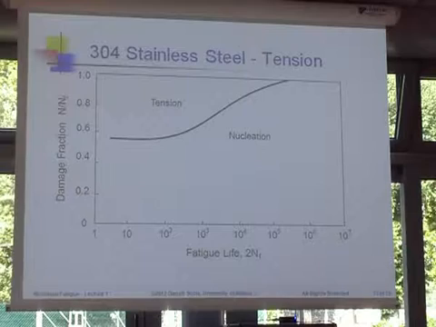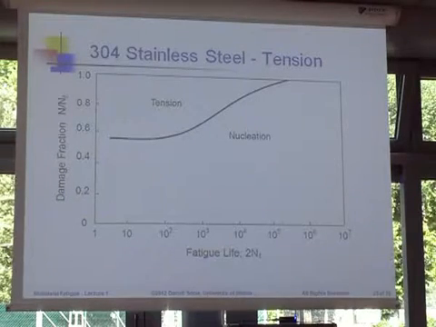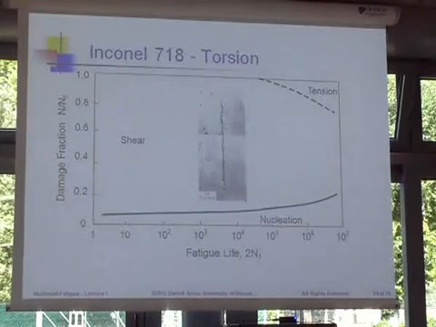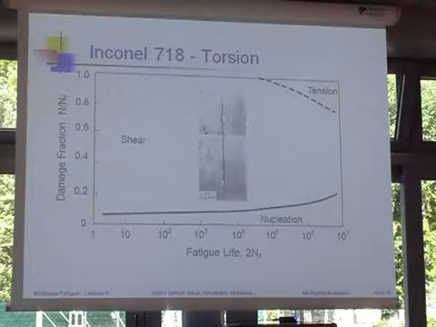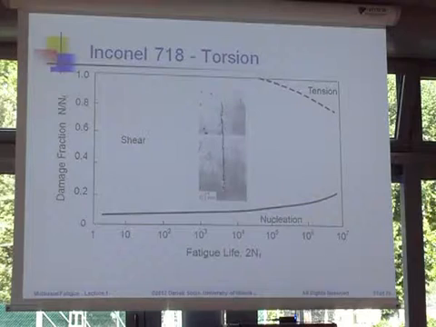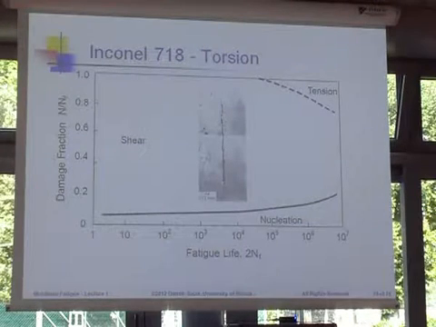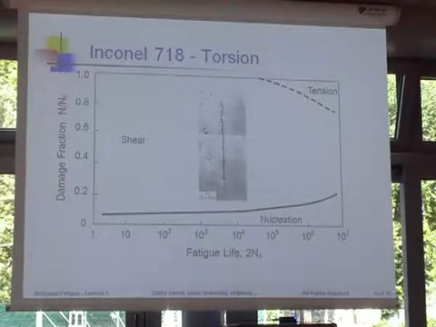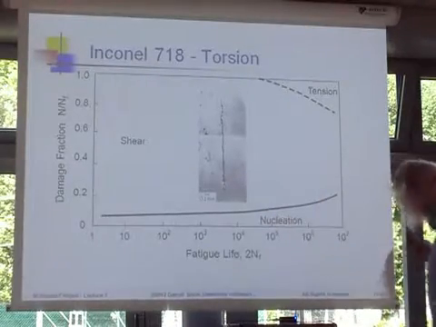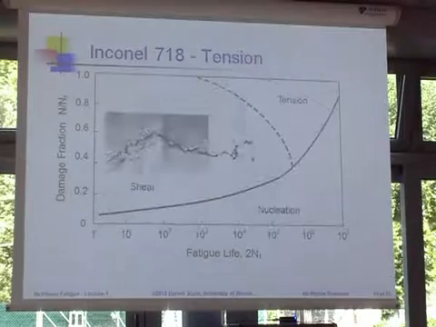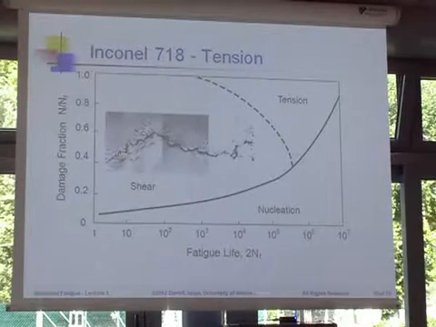Not much happens in tension. It's hard to nucleate them at anything in tension, and then they grow into failure. This is the Inconel. So again, in torsion, you nucleate these pretty much like the steel. You get lots of cracks that run in that direction. They're not very deep, and it's really hard to grow these shear cracks. And this is what happens in tension.